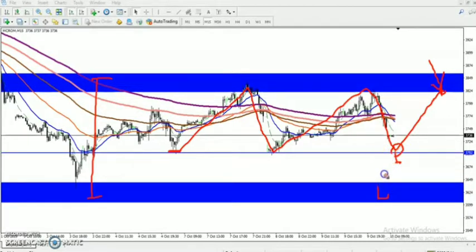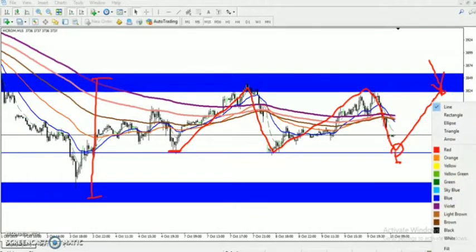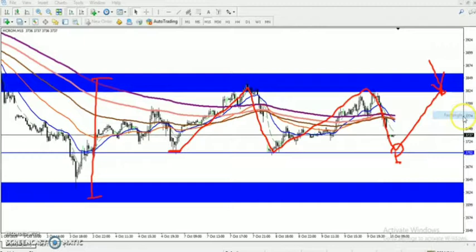Okay, let me remove this one, and let me show you a rectangle here, and this is called the no traded zone. Got it? This is the no traded zone. And if you wanna trade, you just try to trade in between this area only, right?